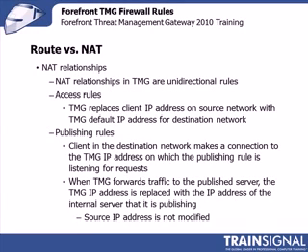On publishing rules, the client on the destination network makes a connection to the Threat Management Gateway IP address on which the publishing rule is listening for requests. This is a situation, for example, where you've published a web server from the perimeter network out to the internet. So that machine out on the internet is connecting to the Threat Management Gateway IP address, not necessarily directly to the web server. When TMG forwards traffic to the published server, the Threat Management Gateway IP address is then replaced with the IP address of the internal server that is being published. But the source IP address is never modified because it's always that originating machine from out on the internet.